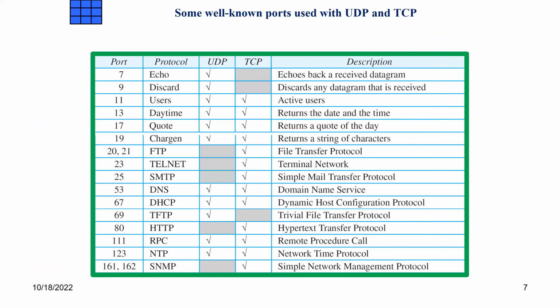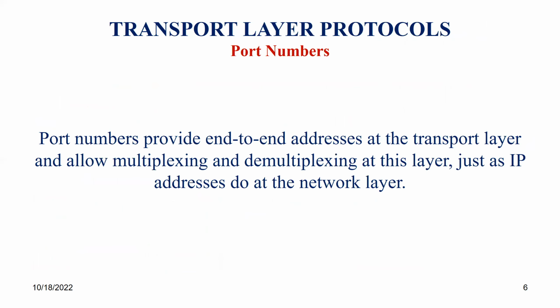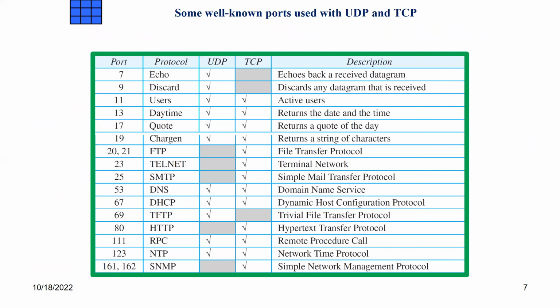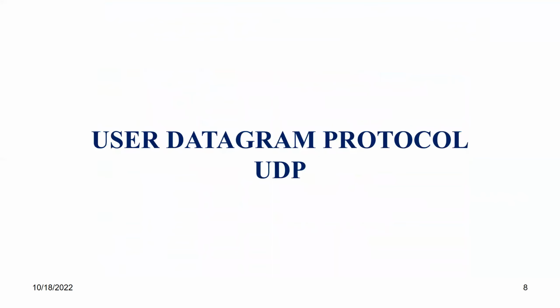These are the port numbers assigned for TCP and UDP. The port numbers are based on socket addressing, which comprises the port number as well as the IP address at the network layer. These are the commonly available protocols defined with several port numbers, which are used in both UDP and TCP. So what is the User Datagram Protocol?